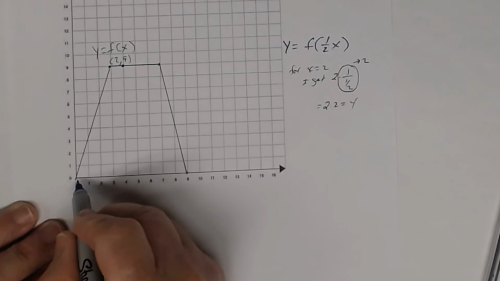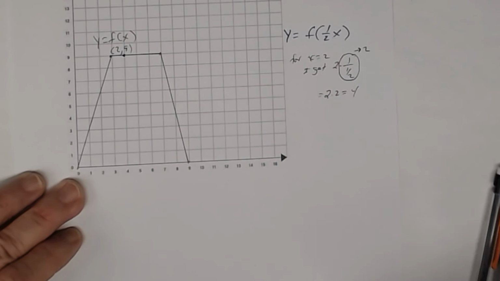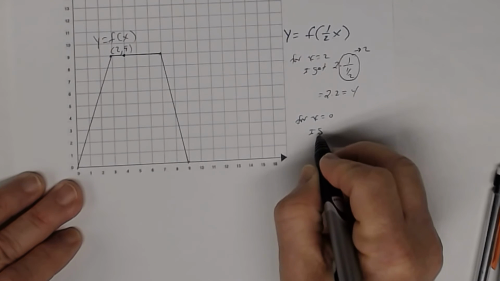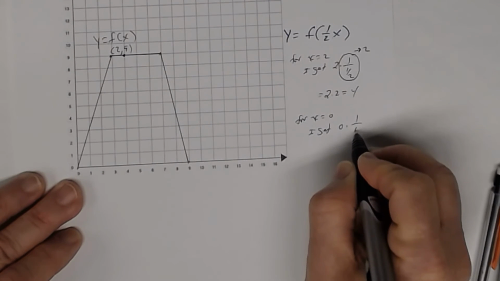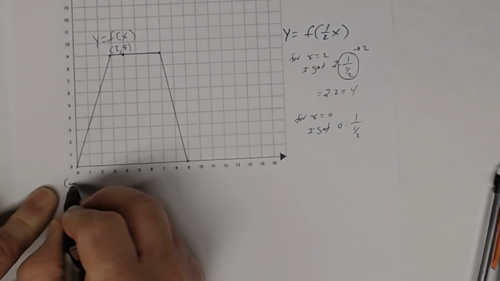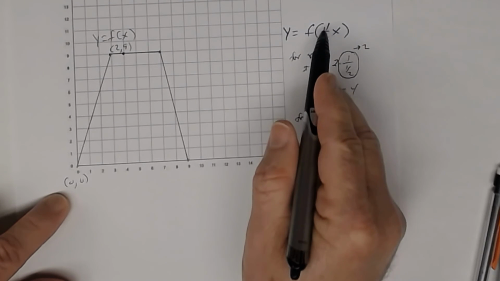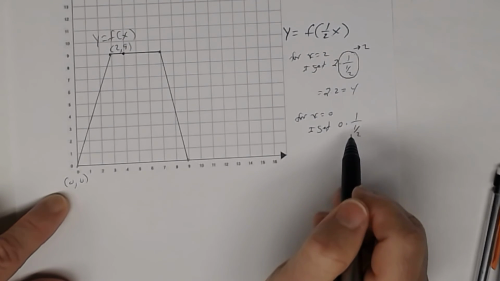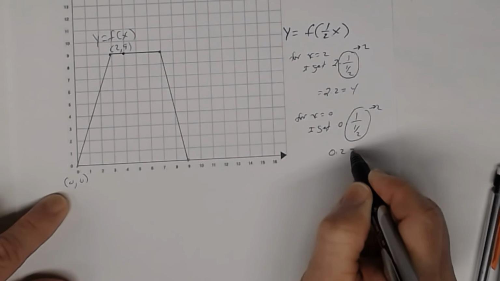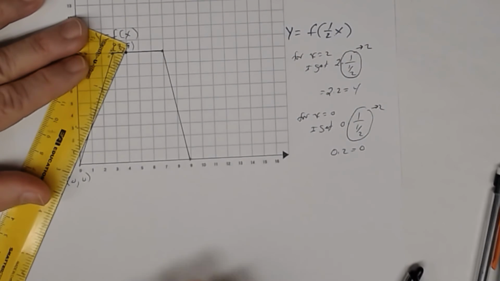Okay? And 0, 0 stays 0, 0 for this reason. I just want to remind you why 0, 0 stays 0, 0. Because for x equals 0, I get 0 times 1 divided by 1/2. Remember, you always multiply the x coordinate by 1 divided by k. So 1 divided by 1/2 is 2. And then 0 times 2 is 0. So it stays that. So now this part of the graph becomes this.